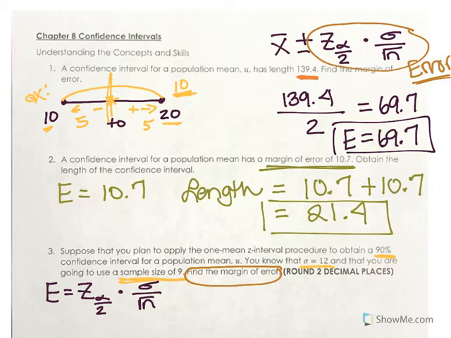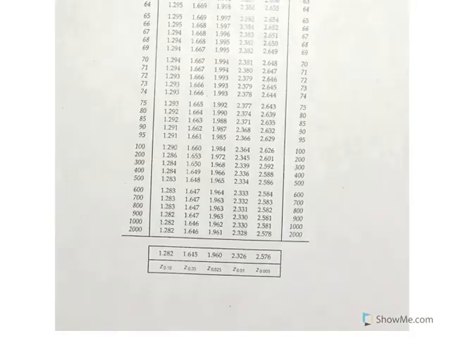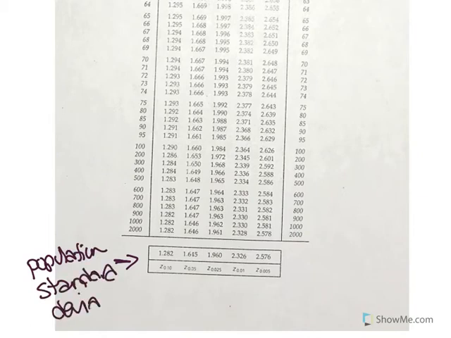So we're going to plug in our numbers. Now, knowing that this is population standard deviation and we're dealing with 90%, we're going to pull up our chart, and I'm going to pull it up. This is our chart, and we're using our box because we know our population standard deviation. It gives you that symbol.